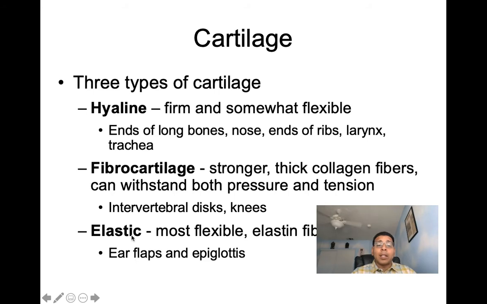Third type is elastic cartilage. Elastic cartilage is the most flexible. It's got elastin fibers, we said. And it's going to be found making up our ear flaps and our epiglottis, we mentioned.